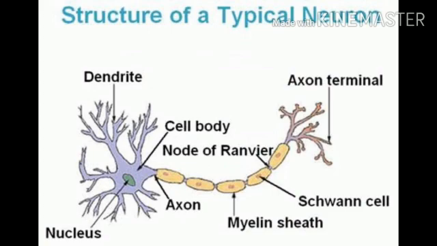Now coming to the axon. What is an axon? It's a single, elongated, slender projection that runs over the structure. It ends in fine branches called synaptic knobs. Each axon is connected to another neuron with the help of a synaptic knob.